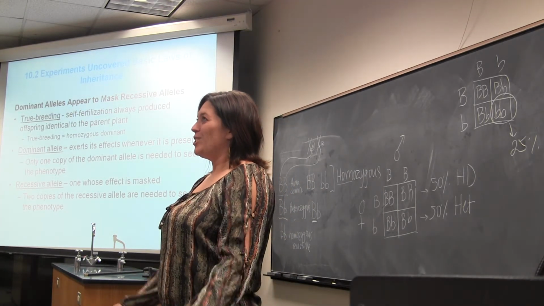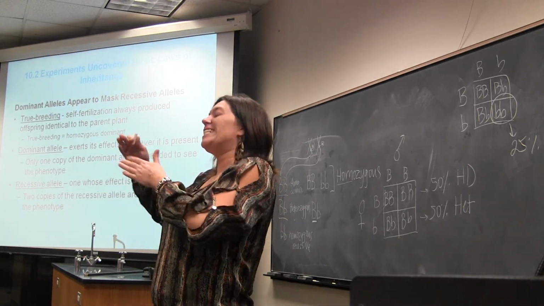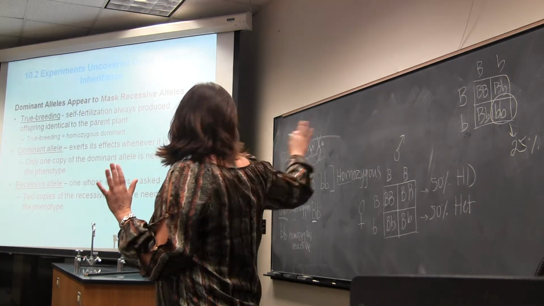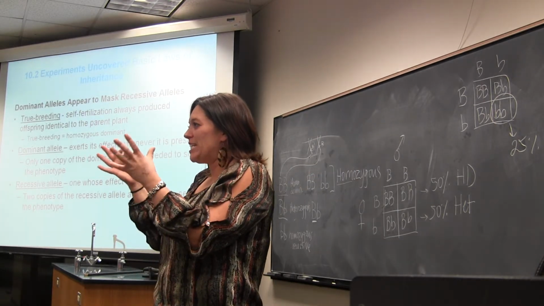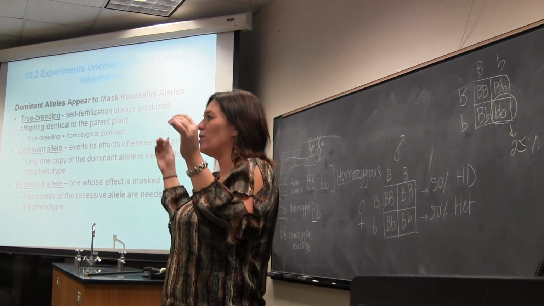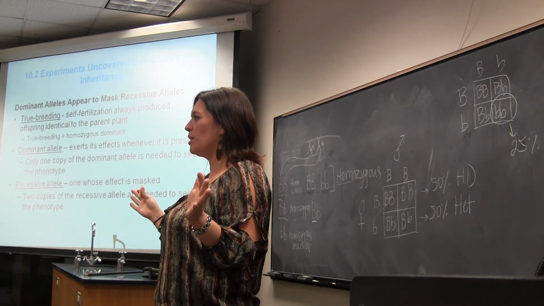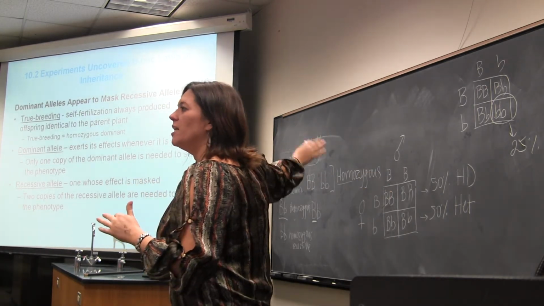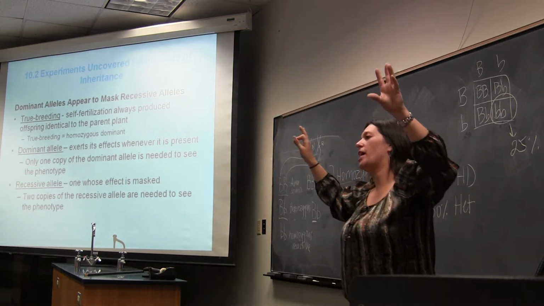Okay. So it gets a little complicated. I'm trying to stick to examples that have only 2 alleles. When you throw in a third one, it gets a little bit more complicated. But it's still based on this. It's based on the genotypes of your parents.